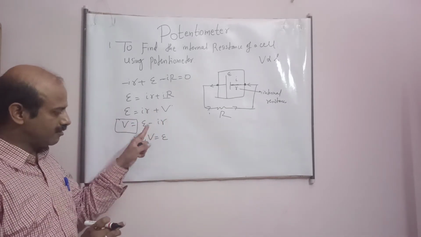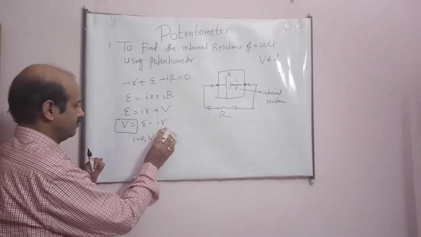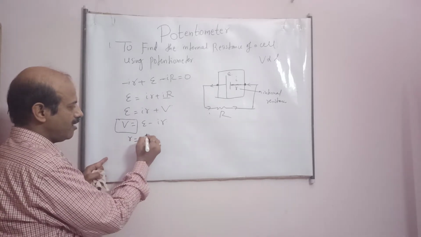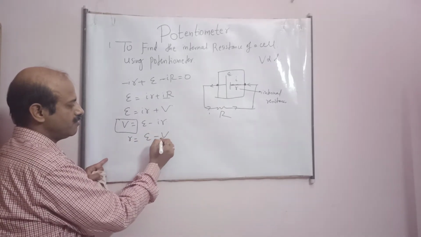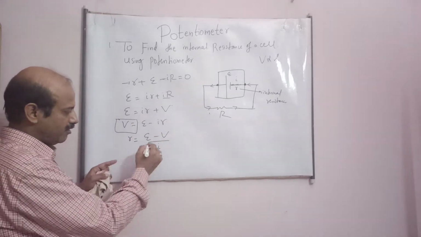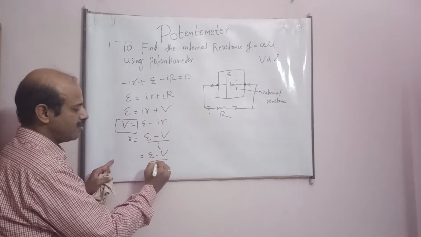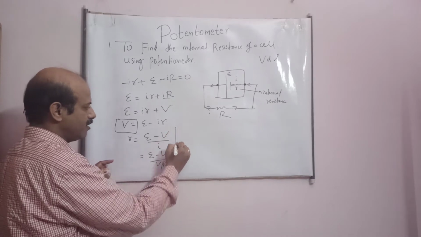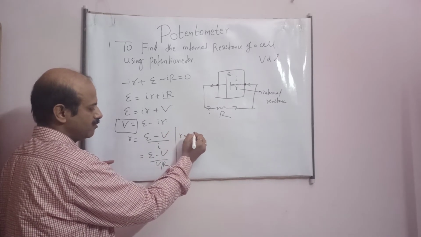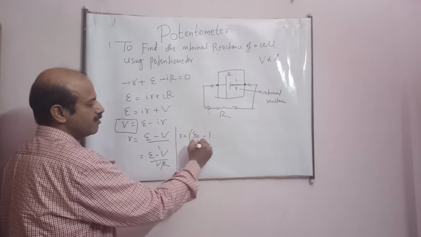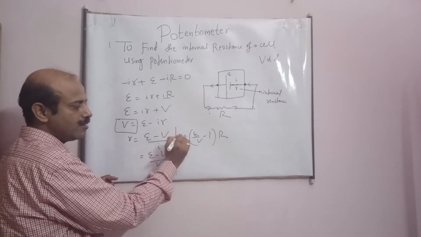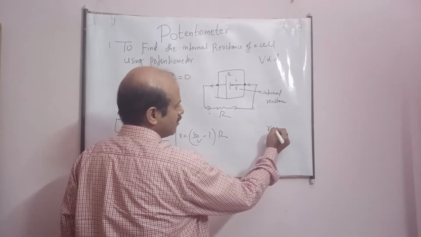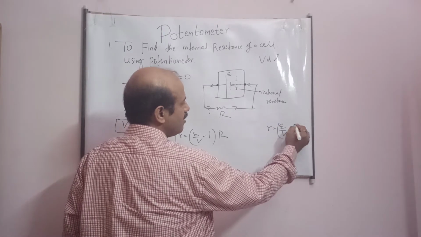Now student, from here I will get the formula of internal resistance also. See, student, if I find the value of Ir, it will become E minus V, so r is E minus V upon I. This I can be written as V by R. So ultimately, student, the formula for internal resistance becomes r is equal to (E by V minus 1) into R. This formula you have to remember, student, before we start doing the practical of internal resistance. I am writing it here, student: r is equal to (E upon V minus 1) into R.